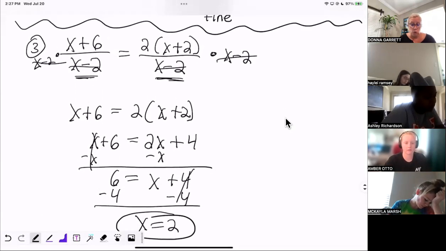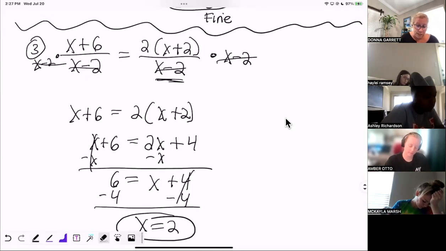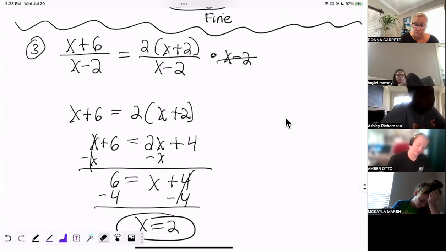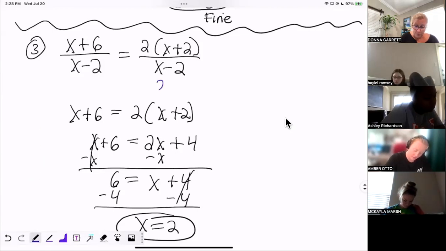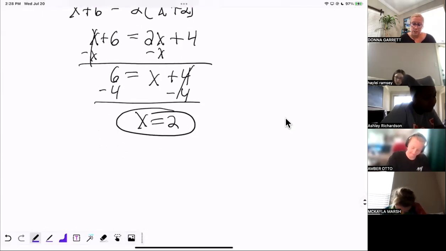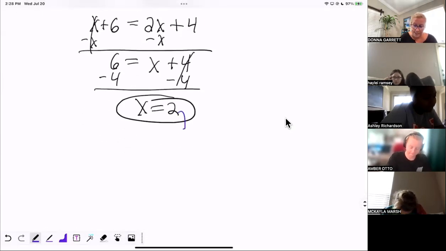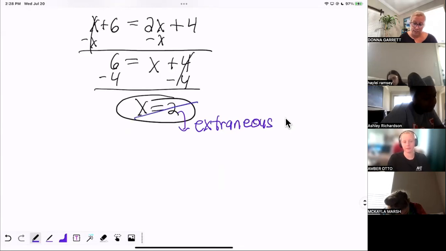But then go back to your original problem. I'll take out everything I just did so you can see it. Can x equal 2? No way. If I put 2 in either of them, I get 0. And we cannot have 0 in the denominator. It can't be. So this is extraneous. It's an answer that can't be an answer, basically extraneous.